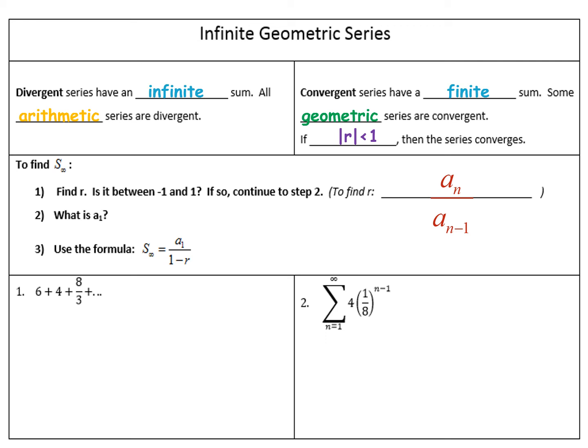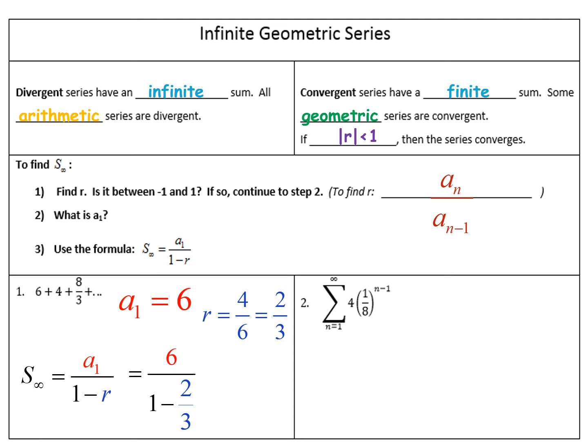Here we go. Number 1, you're given 6 plus 4 plus 8/3 plus ... So what is a sub 1? It is 6. I'm going to put it in the formula. What's r? It's 2/3. Is 2/3 less than 1? Yes. So it definitely meets our criteria. So we're going to put it in the formula. 6 divided by 1 minus r, which is 2/3. 1 minus 2/3 is 1/3, and 6 divided by 1/3, multiply 6 by the reciprocal, and it's 6 times 3, which is 18.